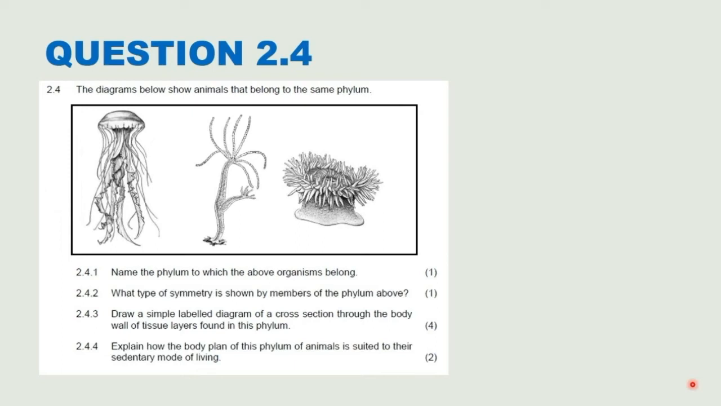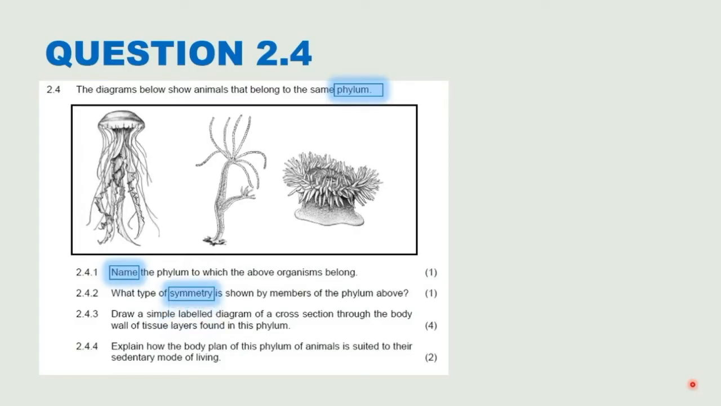So question 2.4 is our second last question of question 2. In question 2.4, they say the diagrams below show animals that belong to the same phylum. In question 2.4.1, they want you to identify the phylum to which these three organisms belong. There were six that you had to know. These organisms might have radial symmetry, they might have cephalization or not, they might have a blood system, and we will look at different characteristics as we go through this section. So 2.4.1, name the phylum.